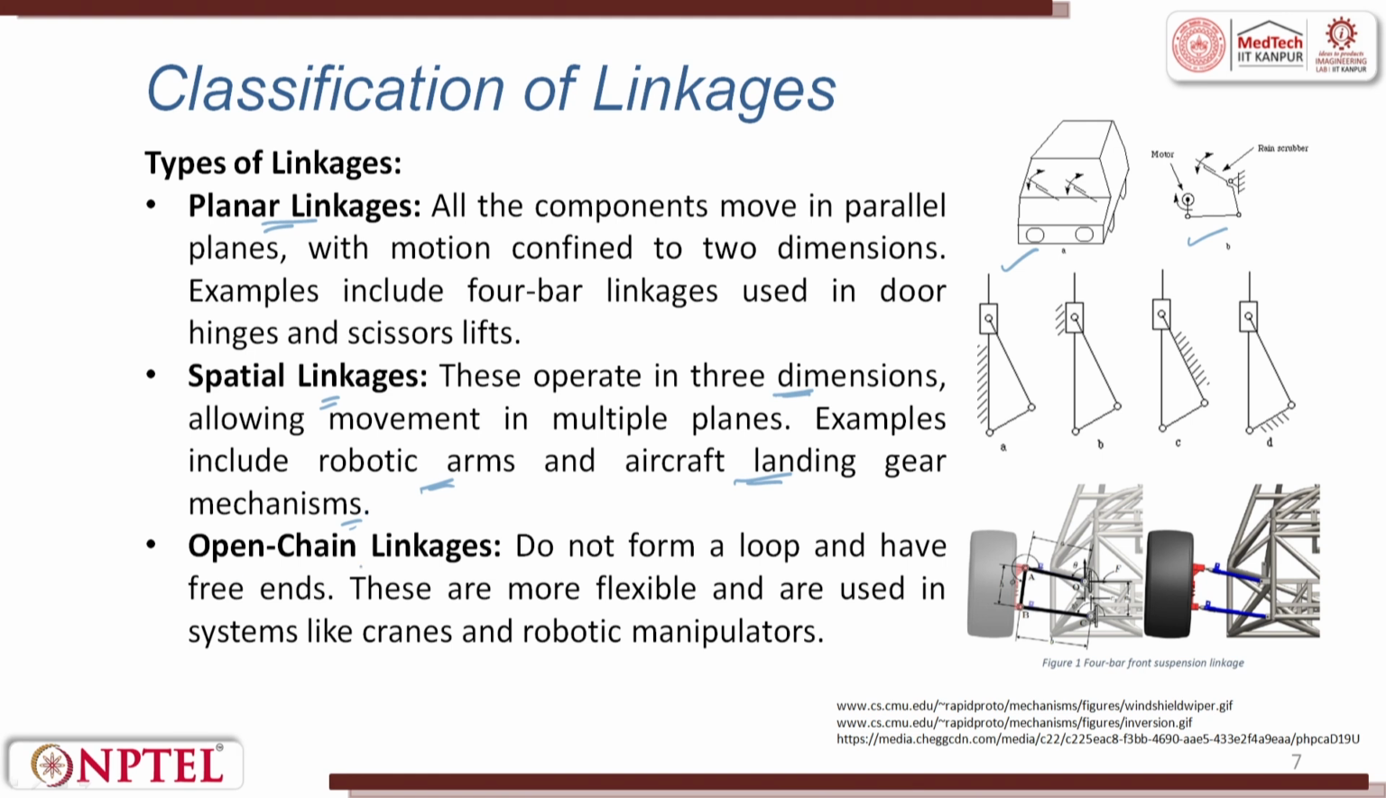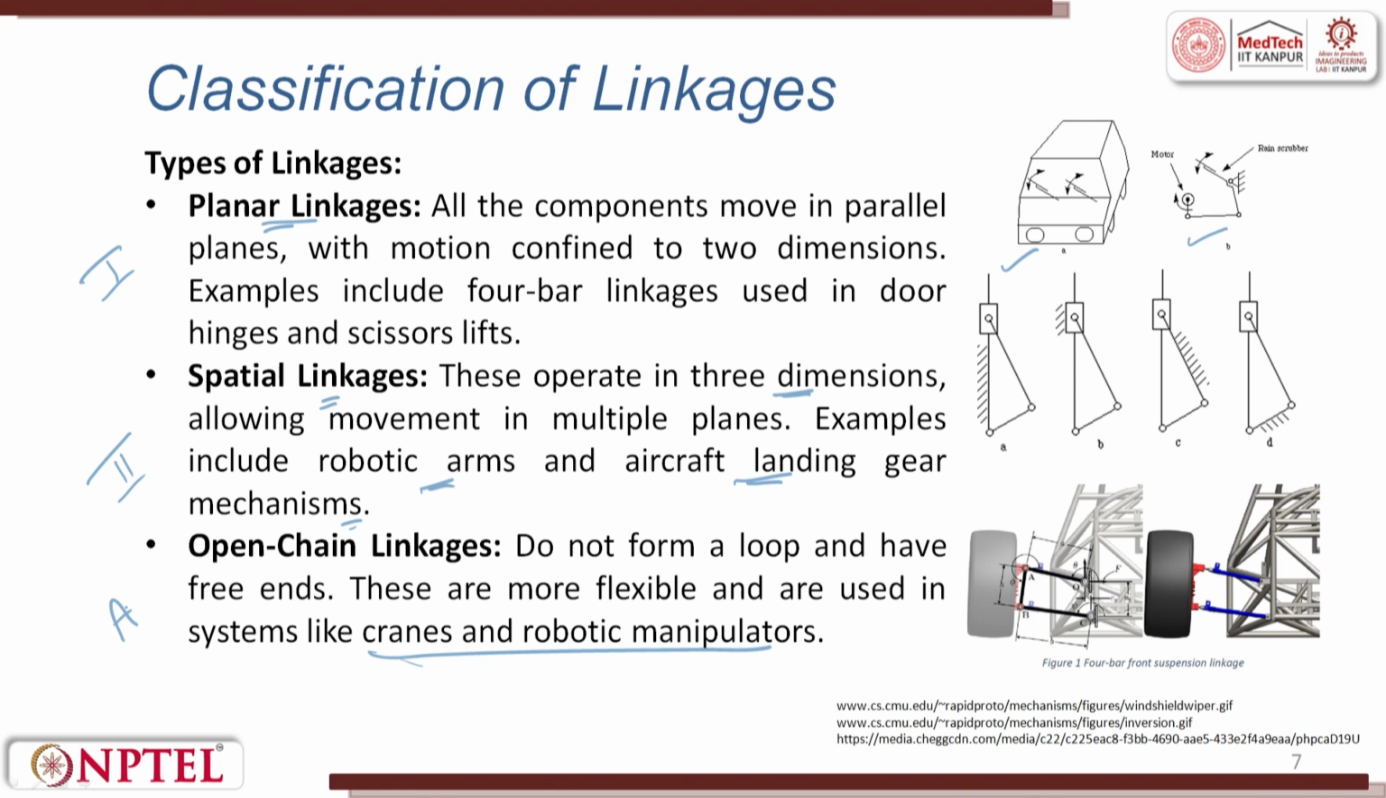Open chain linkage and closed chain linkage. Open chain linkages do not form a loop and have free ends, like when I move my hand, free hands. They are more flexible and are used in systems like cranes and robotic arm. So, this is one type. This is the other type. So, you will have a closed one.